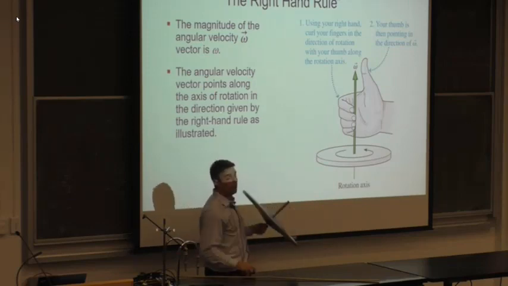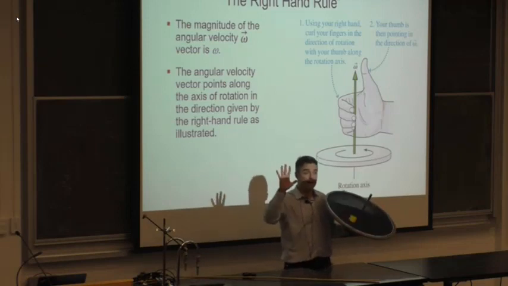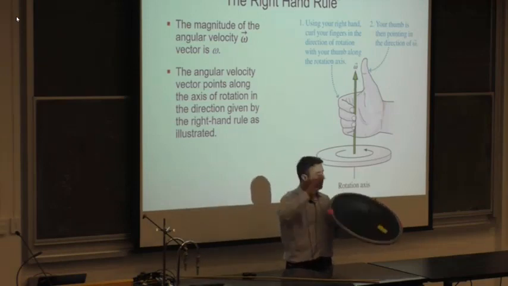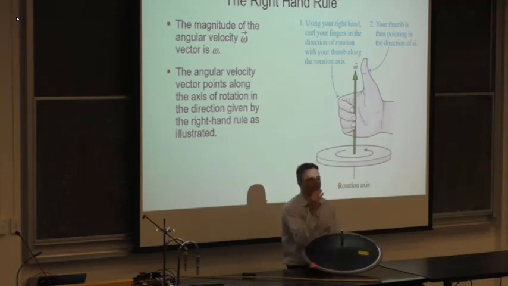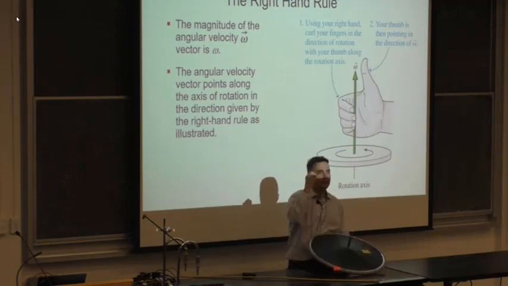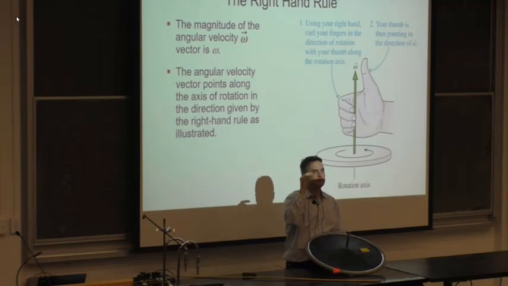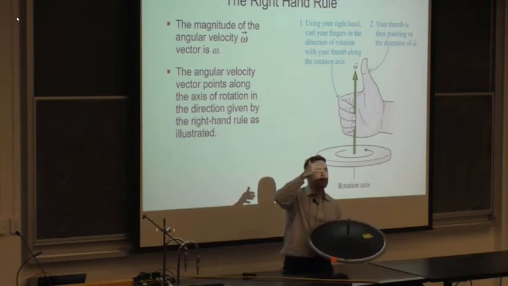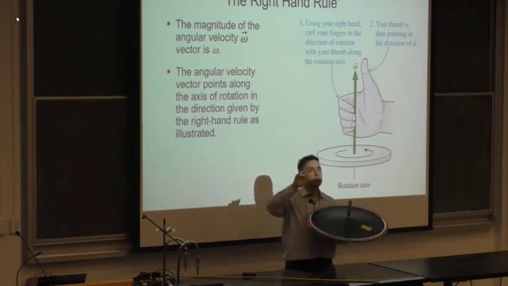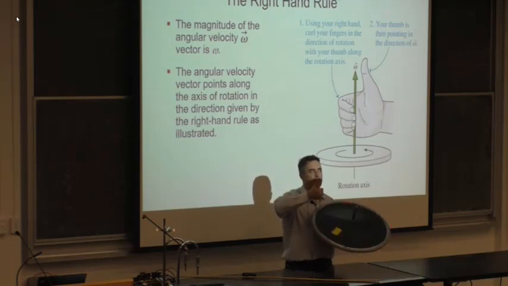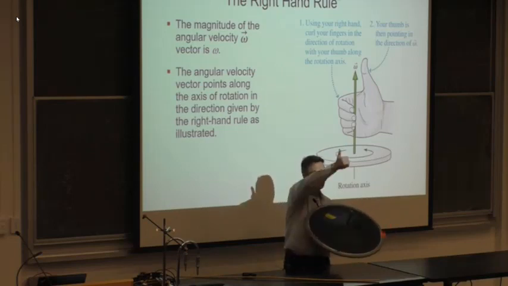The angular velocity vector points along the axis of rotation, so perpendicular to the plane of rotation, in the direction given by the right-hand rule. You take your right hand and curve your fingers in the direction that they normally curve, because they don't curve the other way very easily, and make that the direction that the thing is actually rotating. Then your thumb is going to point the direction of omega. So in this case, it's that way.